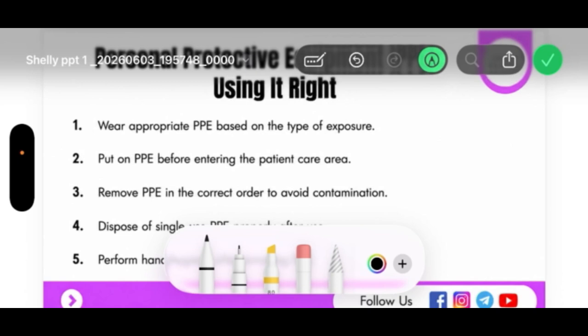Wear appropriate PPE based on the type of exposure. Where we require a mask, we have to wear a mask. Where we require gloves, we have to wear gloves. Put on PPE before entering the patient care area. Whenever we are entering to any infected patient, we have to wear proper PPE before entering. Remove PPE in the correct order to avoid contamination. We have to discard our gloves and gown in a red bin. That is very important, so all the measures have to be taken care of.